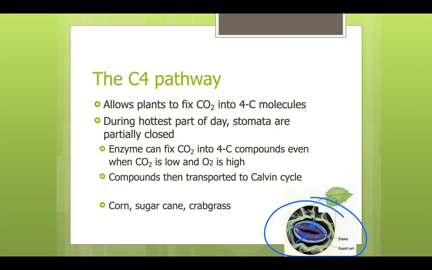Later on, the four carbon compounds can go to the Calvin cycle and be converted into organic compounds. Examples of plants that use a C4 pathway are corn, sugarcane, and crabgrass.